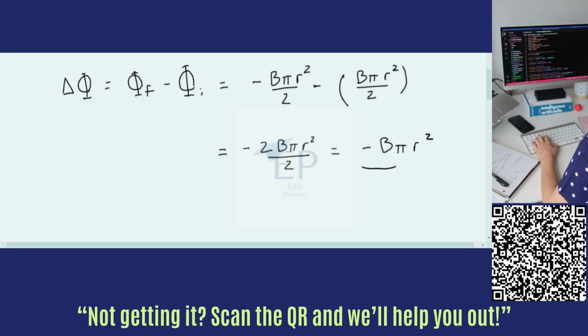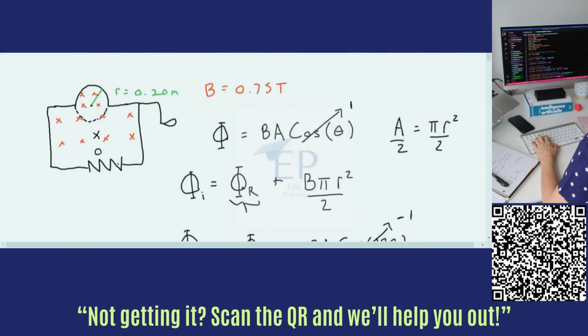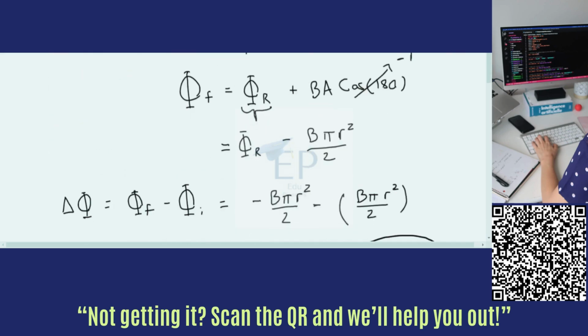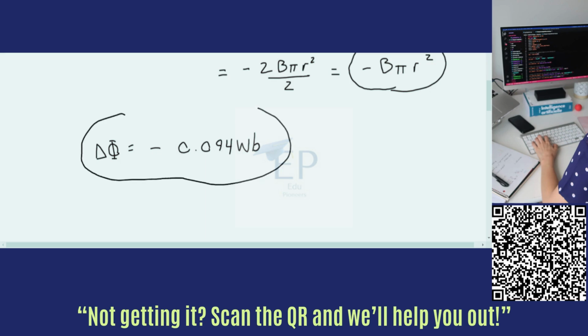So here is the total change in flux, which makes sense that it's negative because we are going from having a bigger area to a smaller area when the loop flips around, right? So if we calculate that, we should get that our change in flux is equal to minus 0.094 Webers, or Tesla meters squared, either one.